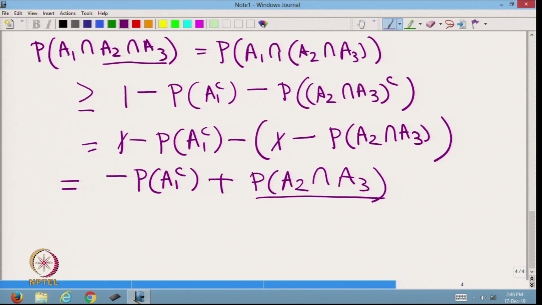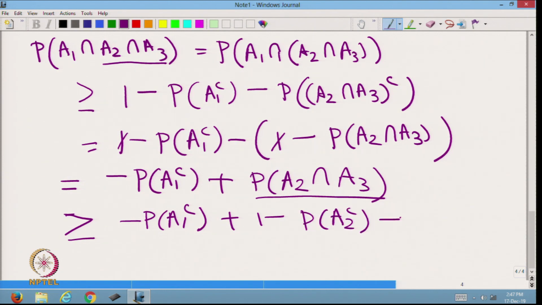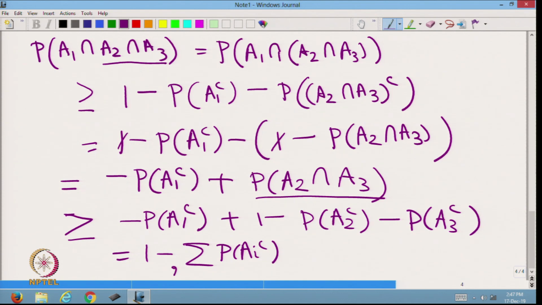Now, because of the hypothesis that the inequality is true for two events, we can write it as greater than or equal to 1 minus probability of A1 complement minus probability of A2 complement minus probability of A3 complement, which is nothing but 1 minus sigma P of Ai complement, i equal to 1 to 3. Therefore, we have proved it for n equal to 3.